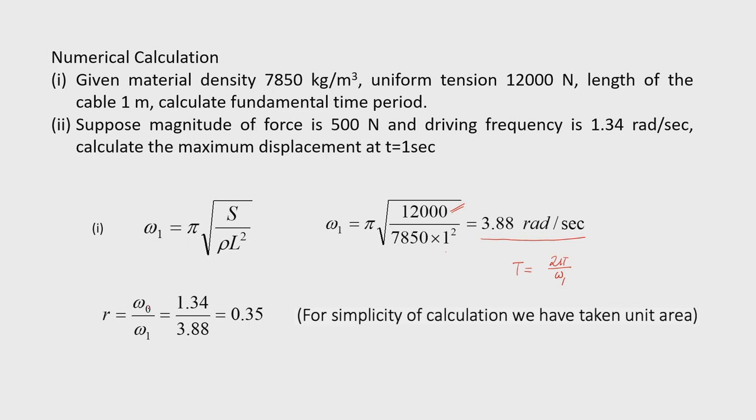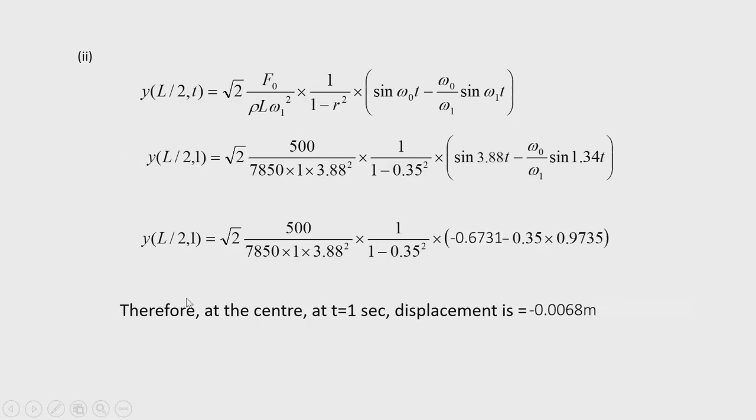So the frequency ratio is omega naught by omega 1. Omega naught, that is the driving frequency, is given as 1.34. So 1.34 divided by 3.88, the frequency ratio is 0.35. Okay. So with this data, let us proceed to the second part, that is, we have to calculate the displacement at the center of the string. So y at l by 2 at time t equals root 2 f naught divided by rho l omega 1 square into 1 by 1 minus r square, that expression we have derived, into sin omega naught t minus omega naught by omega 1 sin omega 1 t.